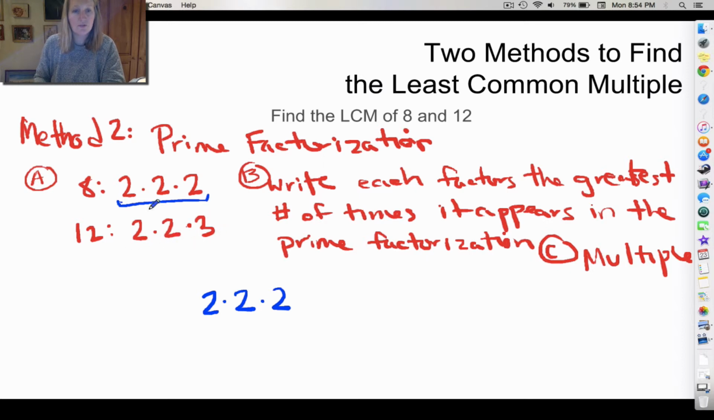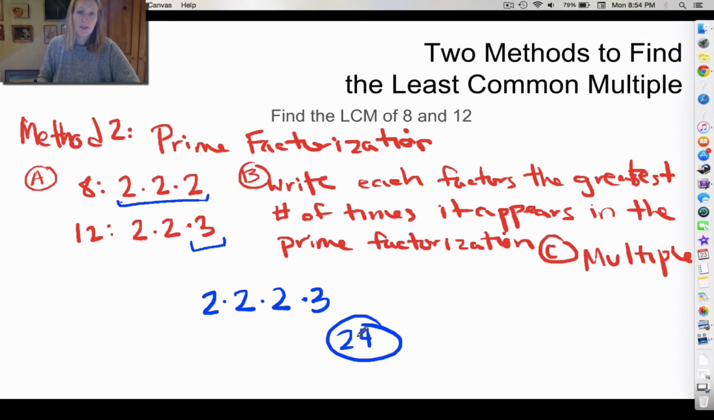And then, so 2, right, there's 3 versus 2, you know. And then the other factor that's present is 3, and it's only shown once, okay, so you write that there. And then you multiply. Step C is to multiply. So 2 times 2 times 2 is 8, times 3 is 24. And as you recall from our last example, 24 was the least common multiple for 8 and 12.